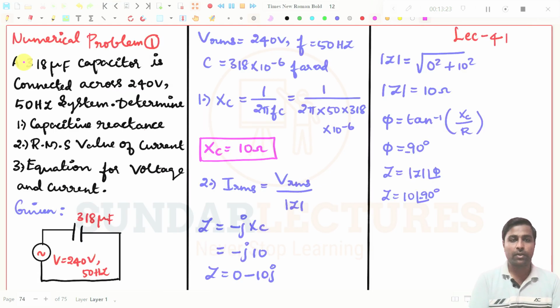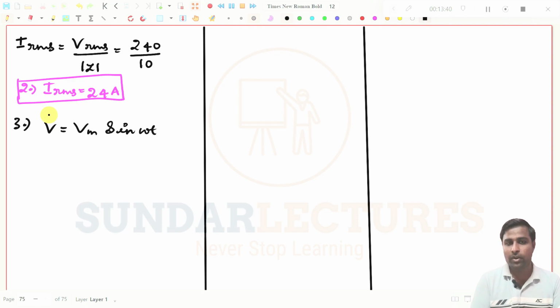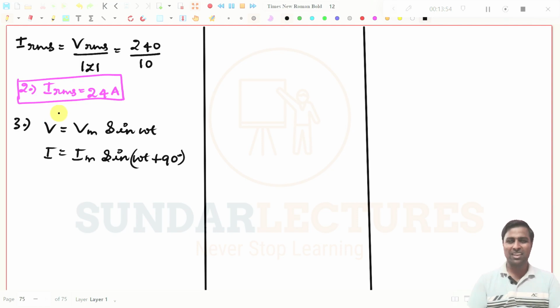And what is the third question? Equation for voltage and current. So question number 3. How will you write the equation? V will be equal to Vm sine of omega t, that we know already. And I will be equal to Im sine of omega t. In a purely capacitive circuit, this will be plus 90 degrees, that is what we have already seen. But we need to find what Vm and Im are. If you know both, then we can write these two expressions directly.